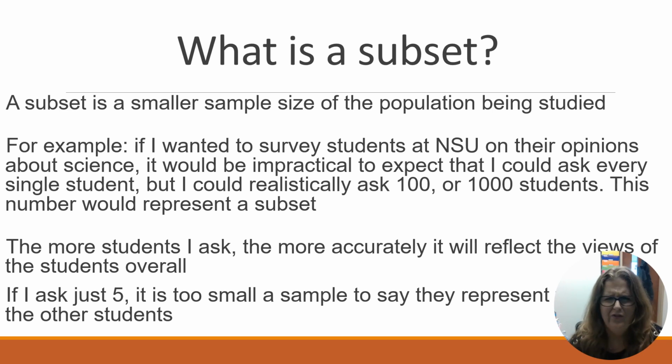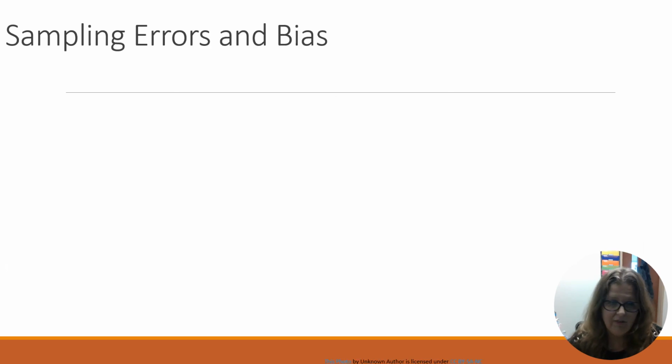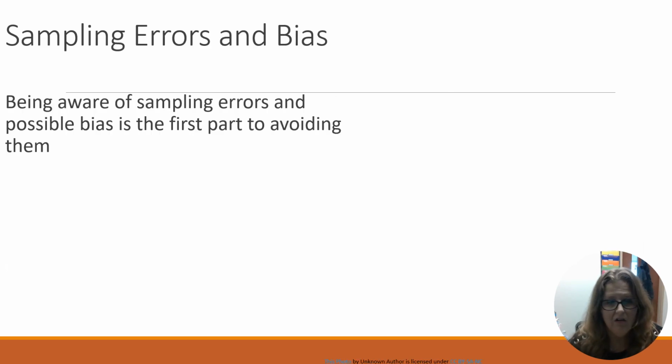But again, if I just asked 5 students, even if I just walked out to the student center and asked 5 students, that's still way too small of a sample to say that it represents all of the students at Norfolk State. So that's part of the problem with generalizing based on a small subset: you can have very biased opinions. It doesn't necessarily represent the whole accurately.